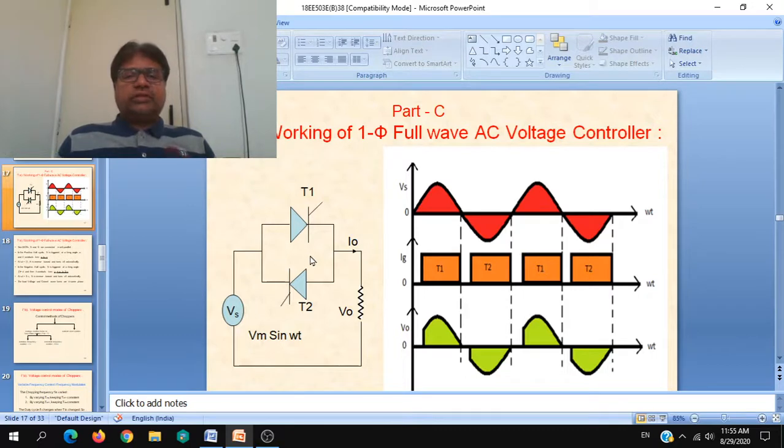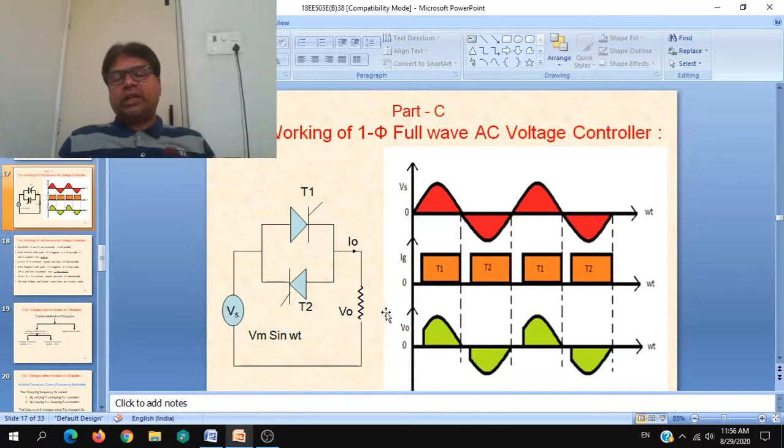This is the circuit of single phase full wave AC voltage controller. Just now we have seen how the circuit looks for half wave, where a diode was there. With the simplest of changes, instead of one SCR and diode, we will be using two SCRs connected in parallel, so that supply voltage will flow through the load during both positive and negative half cycles, and you can control the voltage by varying the firing angle. That is the concept of voltage regulators.